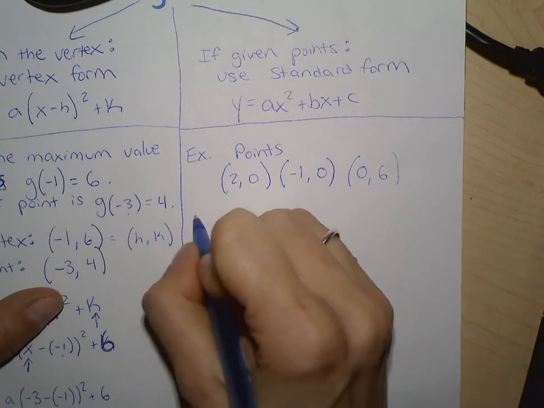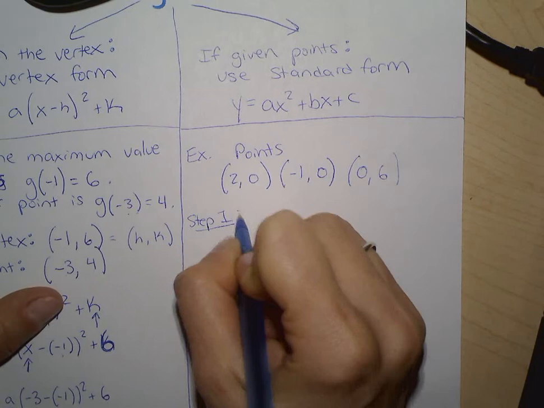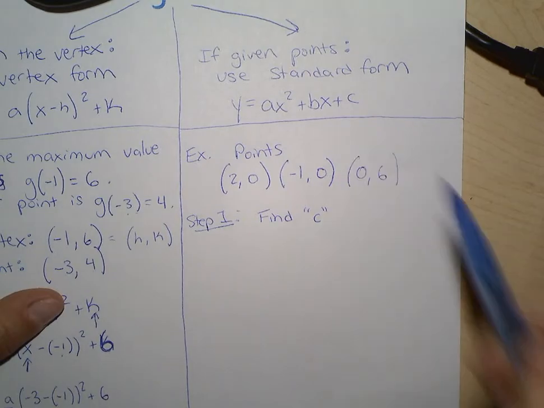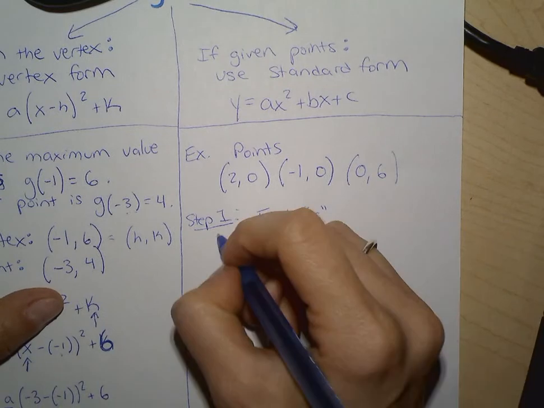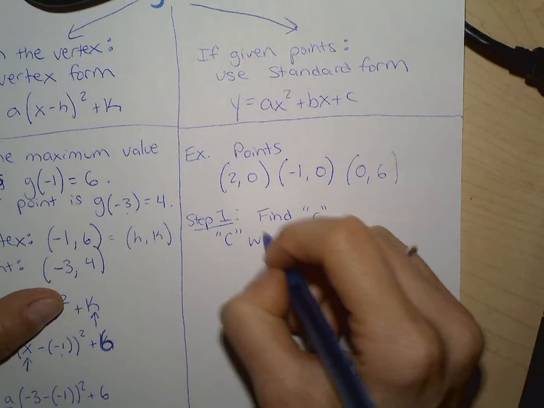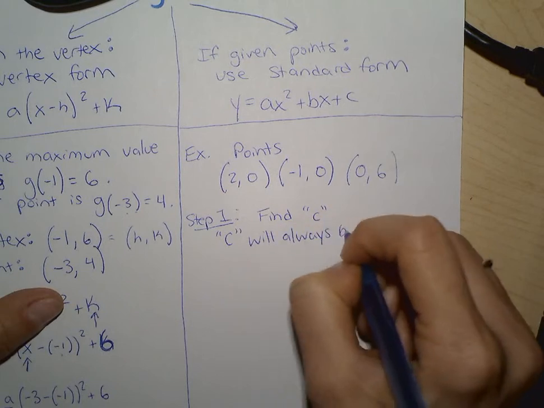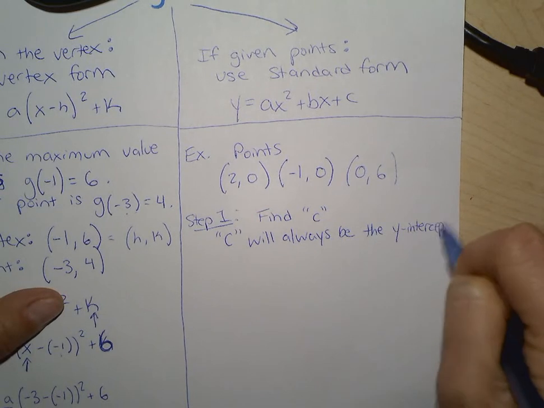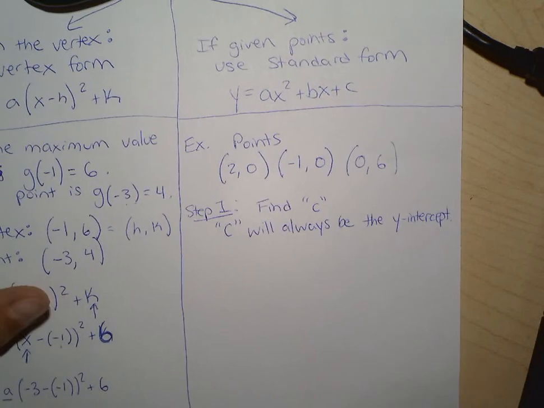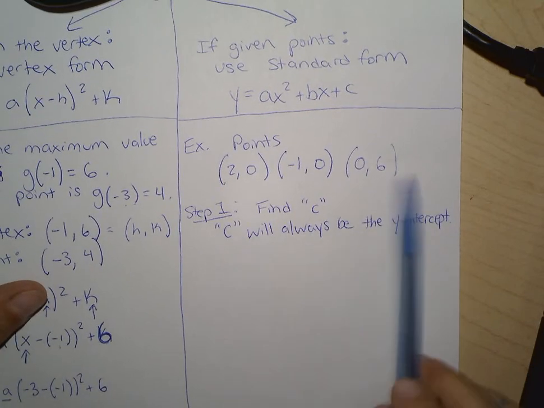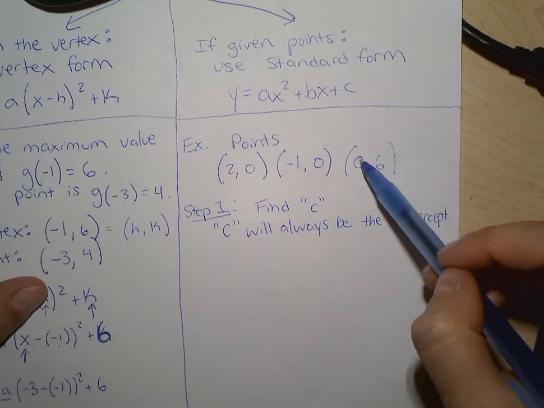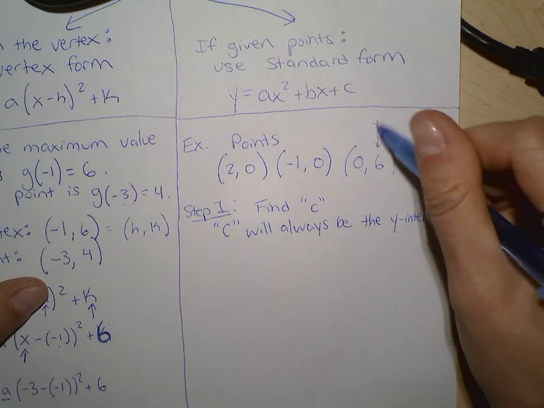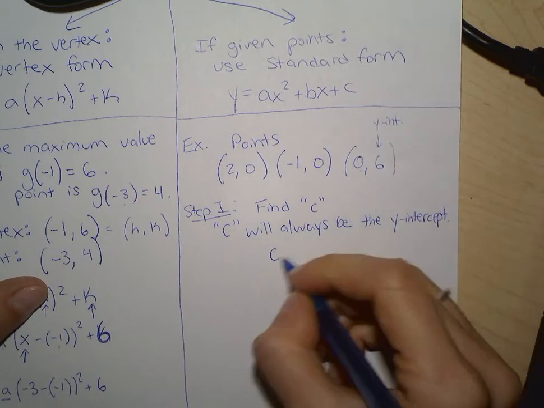So step 1, find c, the c variable right here that I'm talking about. So c will always be the y-intercept. So looking at my points here, since x is equal to 0 here, my y-intercept is 6. So that means c is equal to 6.